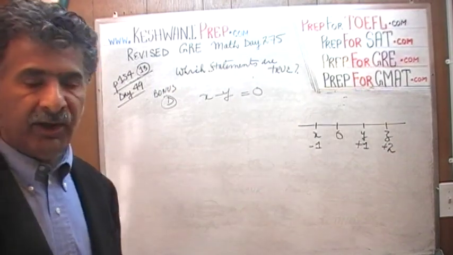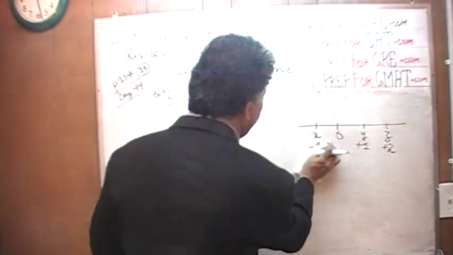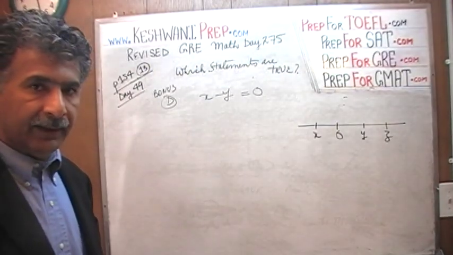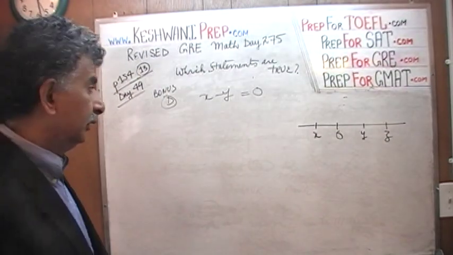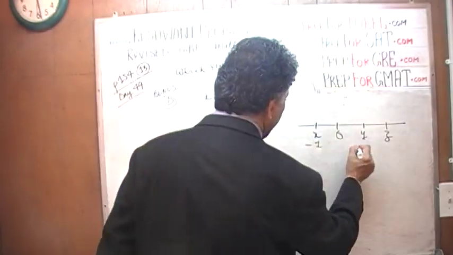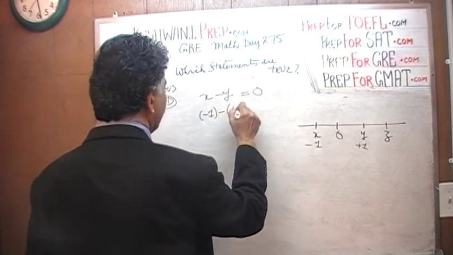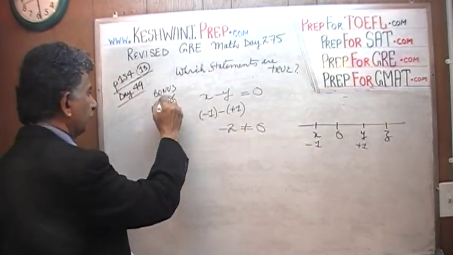Is this true? X minus y equals 0. Now people in their haste might end up saying that this is in fact true, because what they are looking at is that x is on the left hand side, y is on the right hand side, so they figure if you subtract one from the other you should get 0. Let's see if it's true or not. X is negative 1, y is positive 1, a negative 1 minus positive 1 will give you negative 2, and that is not equal to 0. This statement is not true.